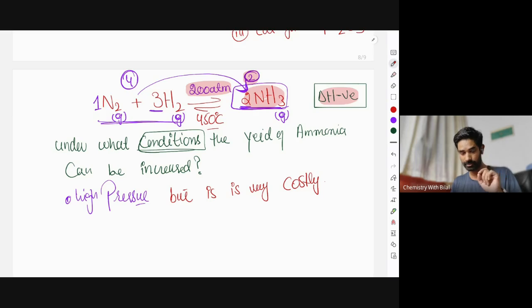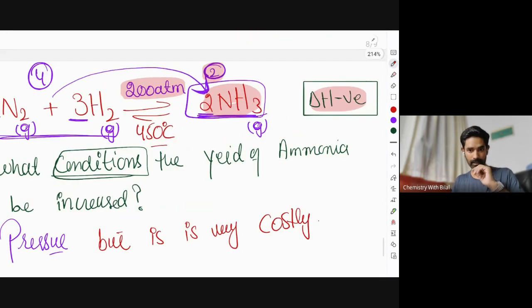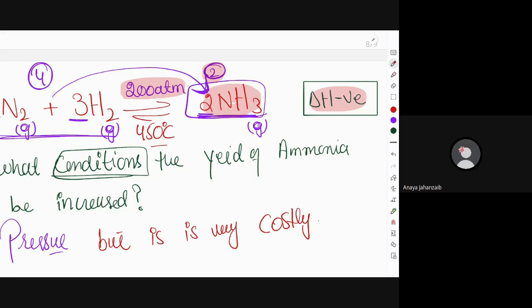The second question is, what would happen? The forward reaction is exothermic. What would happen to the equilibrium when I increase the temperature from 450 to 550? Yes, Anaya, let me ask you. Sir, if we increase the temperature, the reaction would move backwards, because it will go towards endothermic, since it will have to absorb the excess heat that's being produced, and therefore more reactants will be created. Excellent, more perfect.